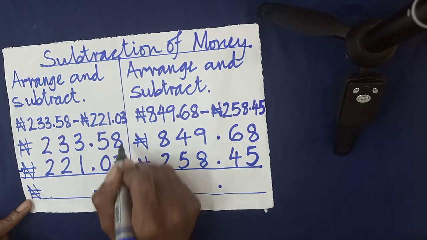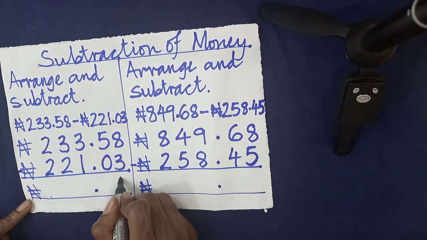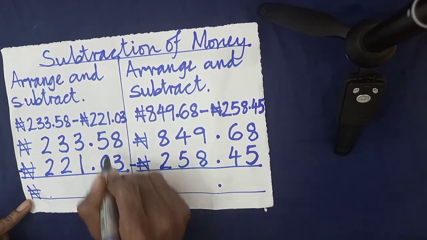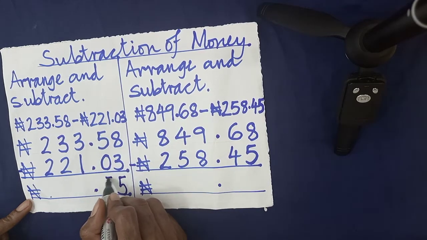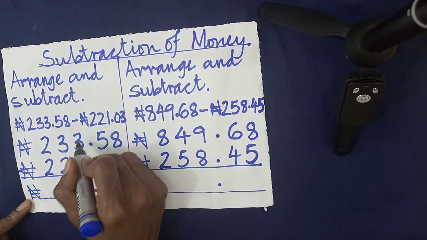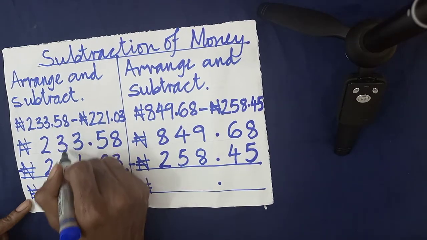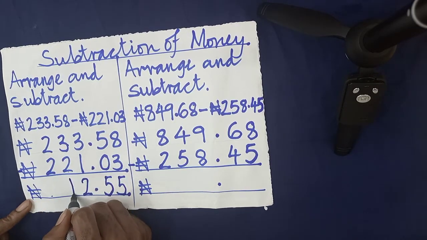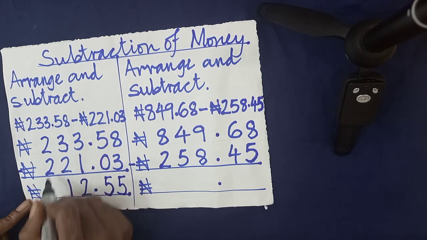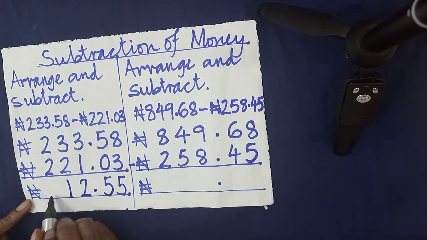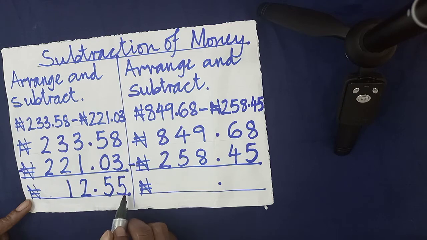Now we can subtract. 8 minus 3 is 5. 5 minus 0 is also 5. 3 minus 1 is 2. 3 minus 2 is 1. And 2 minus 2 is 0. There is no point in writing the 0 since it has no value. So our answer is 12 naira 55 kobo.